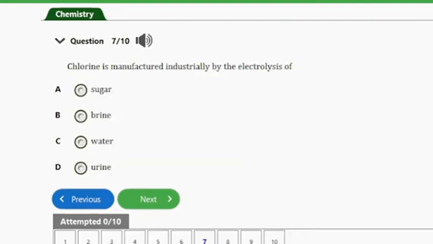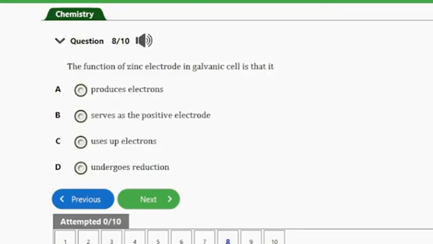Question number 7, it says, chlorine is manufactured industrially by the electrolysis of: A, sugar; B, brine; C, water; D, urine. So guys, always take note of this. You might have seen this question a number of times, even in some other topics. So we should take note that chlorine is manufactured industrially by the electrolysis of brine. So guys, that's option B here in this question. Let's consider the next question.